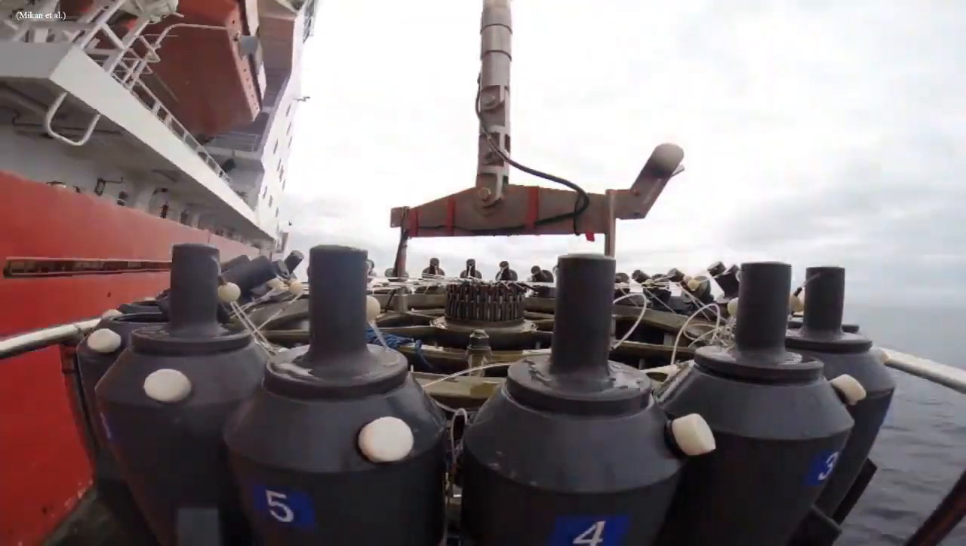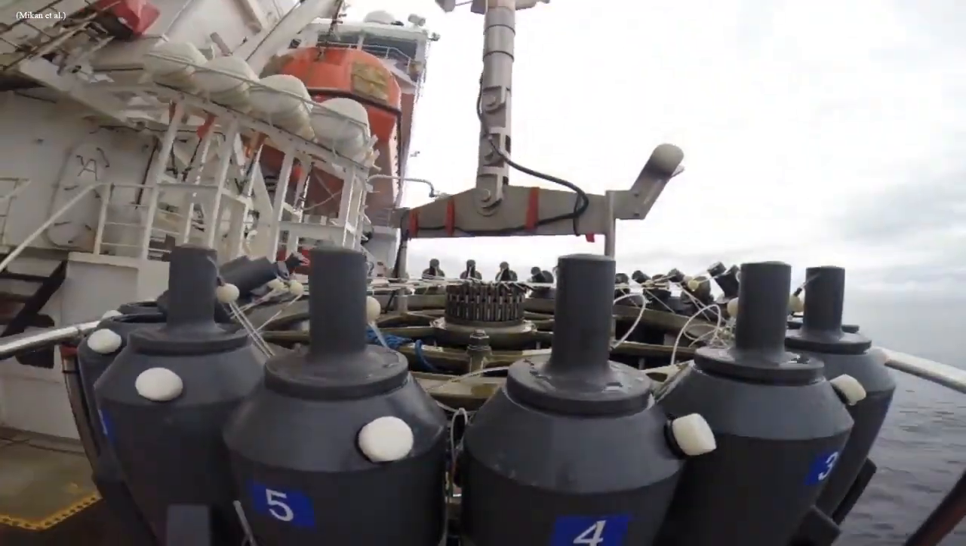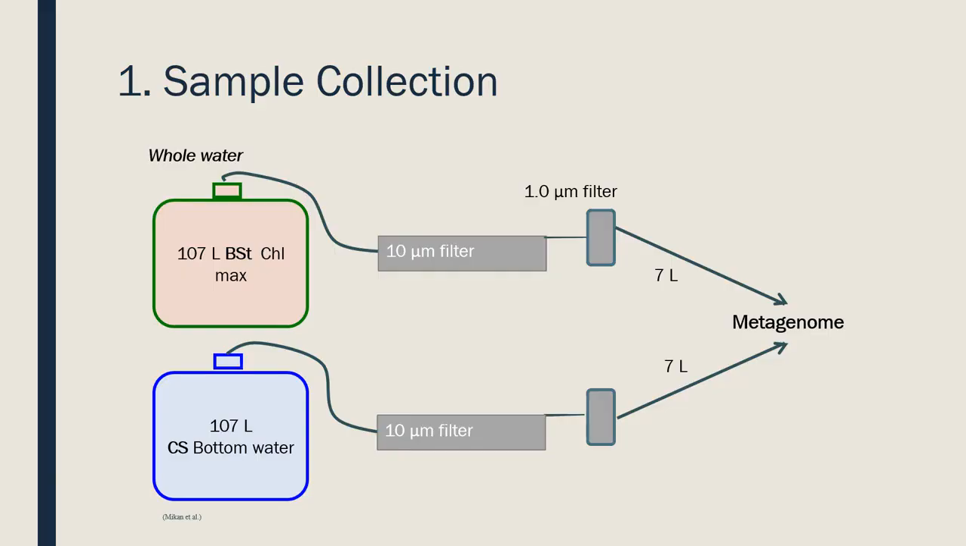A total of 107 liters of water was collected at each location and then pre-filtered using 2 filters to remove larger organisms. Following filtration, 7 layers of the water were further filtered and resulting microbes were sequenced. All the sequences were then grouped together to produce 2 metagenomes, one for each site.